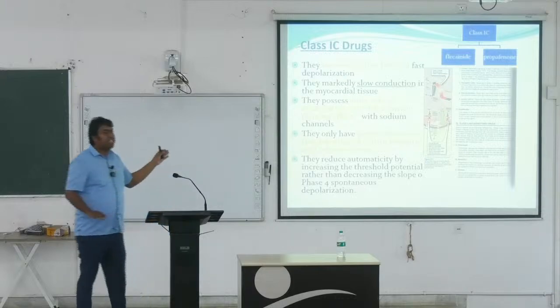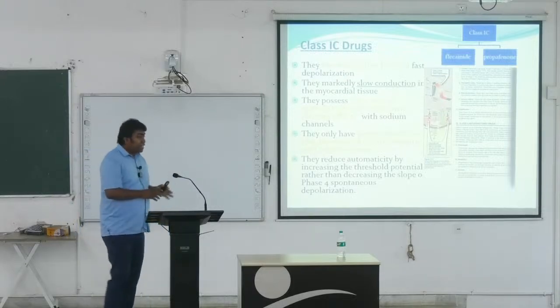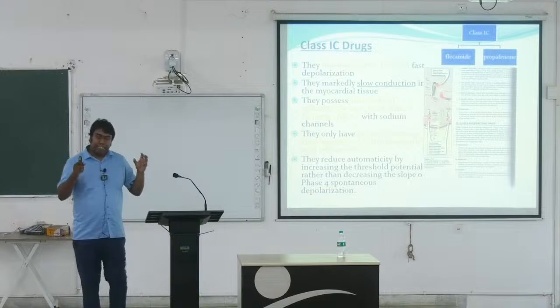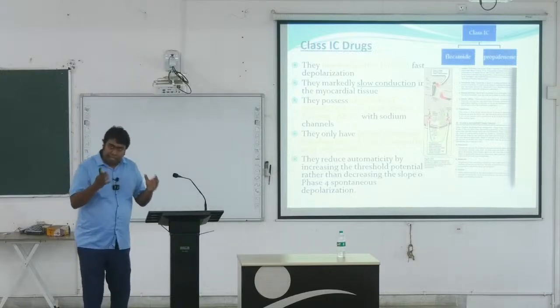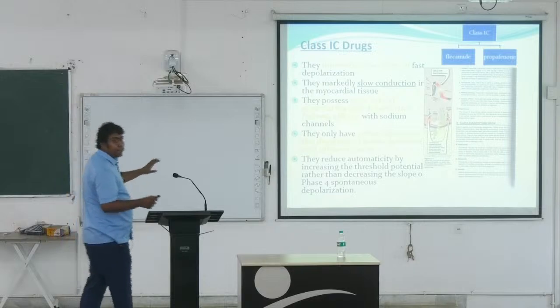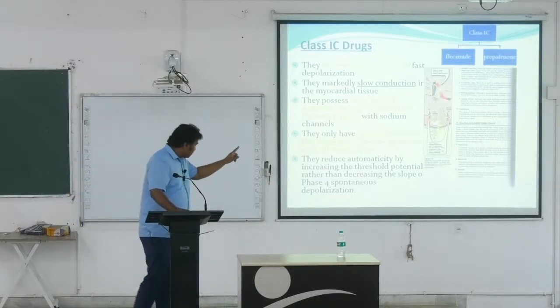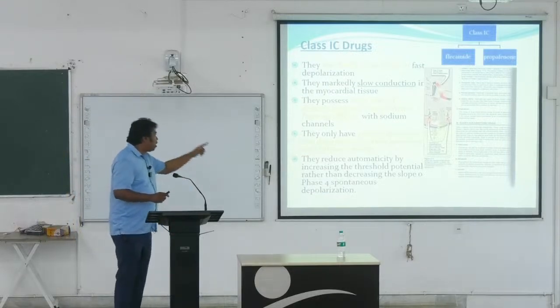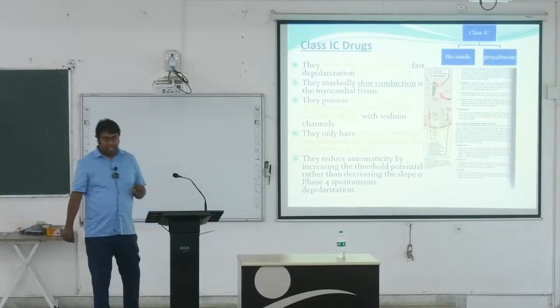Slow rate of association and dissociation, where dissociation is a strong effect. This effect is present also in 1B, but is a weaker effect. But for 1C, it is a very strong effect. Then they only have a minor effect on the duration of the action potential.